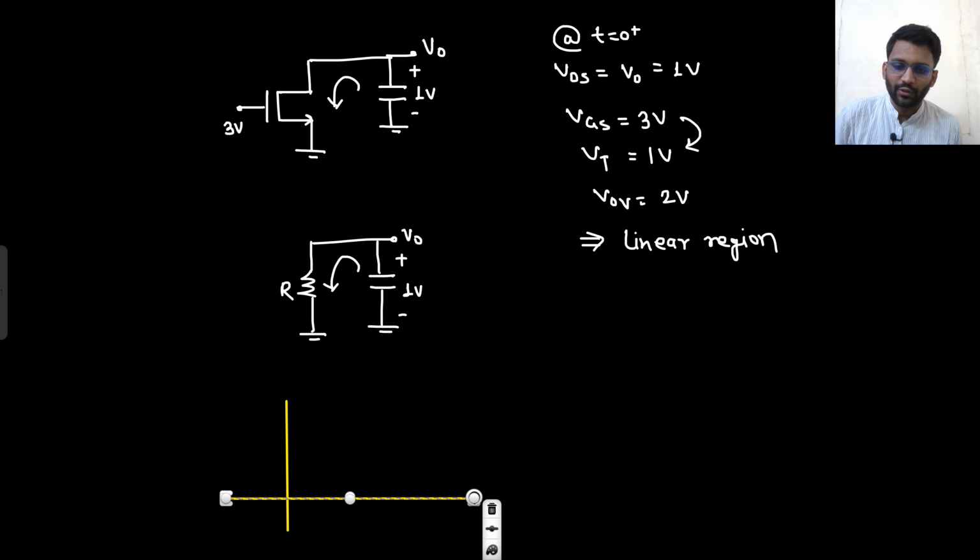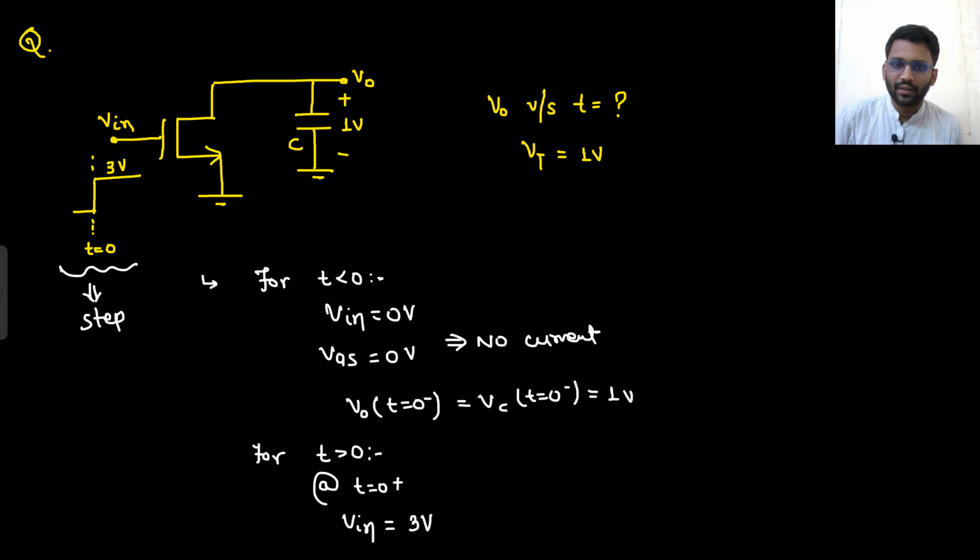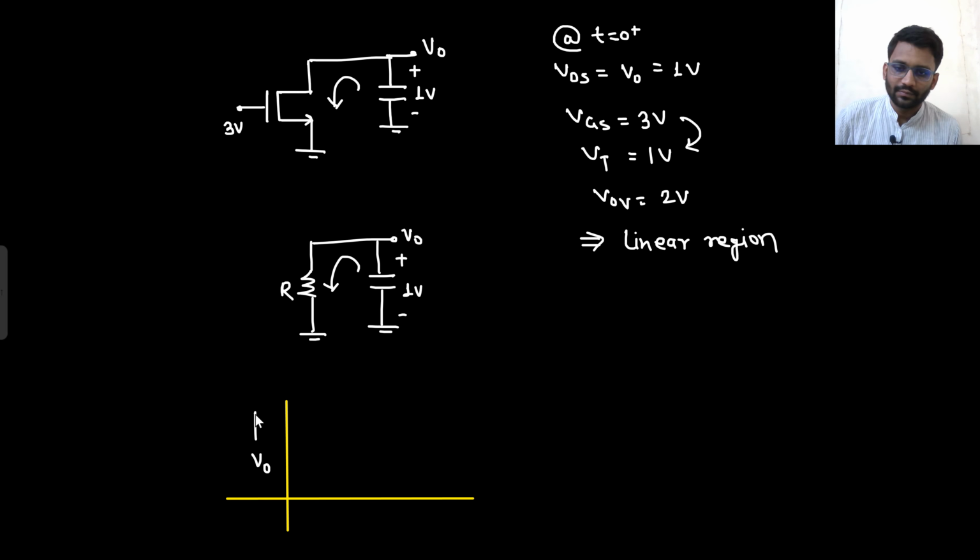I needed to plot V naught versus time t. So V naught initially was at 1 volt and it will decay down to 0 volt, right? And it will remain at 0 volt only. And this was working in linear region.